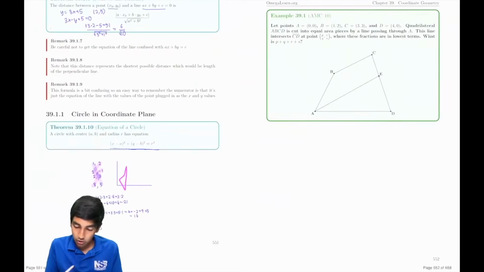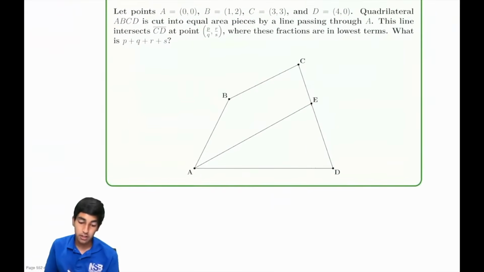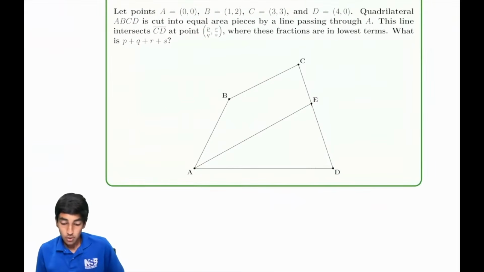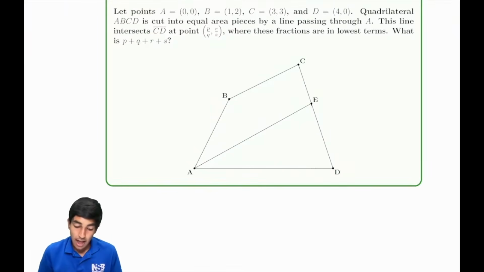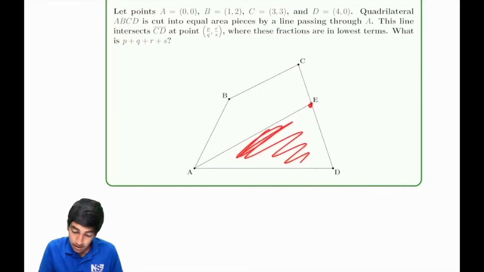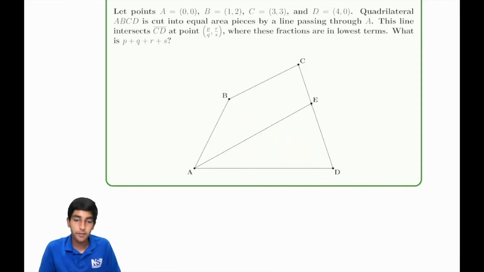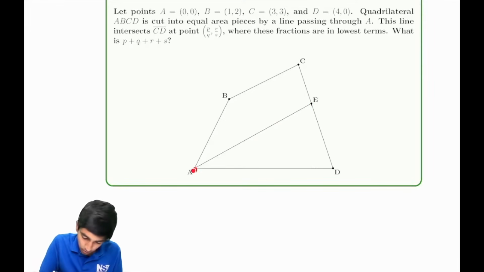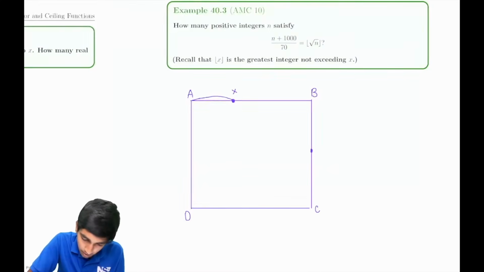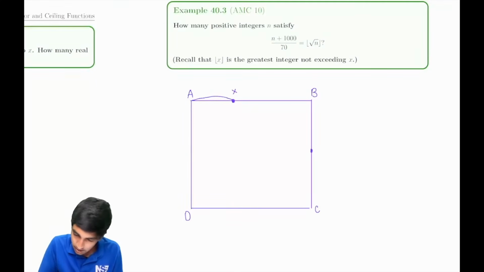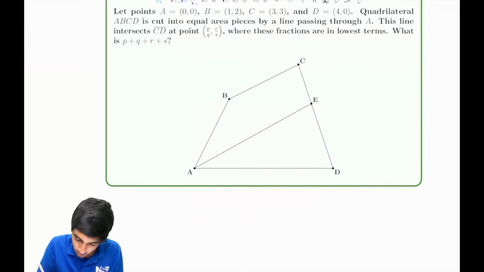Now, let's tackle this problem which actually uses the shoelace theorem. So we have a line drawn. It intersects CD at this point, and we want to find the point such that this area is equal to this area, splitting right through the halfway point of the area. And you might notice AD, well, this is 0, 0. This is 4, 0. AD is 4.